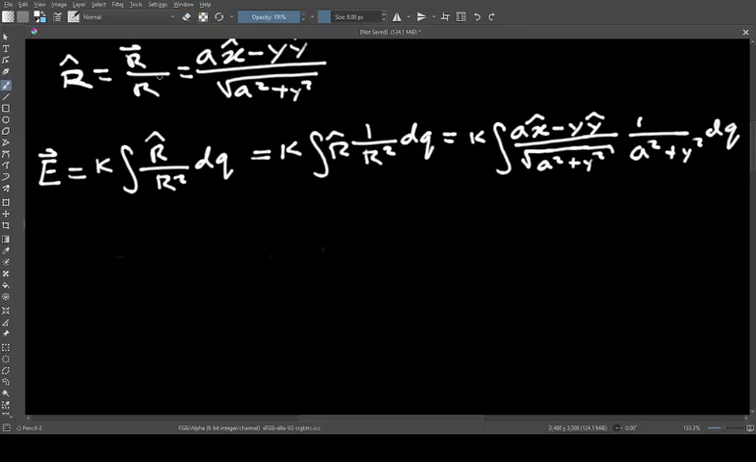Alright. So let's go ahead and combine more. So we can say E is equal to k times the integral of (a x-hat minus y-hat) over (a squared plus y squared) to the power of 3/2 dq.